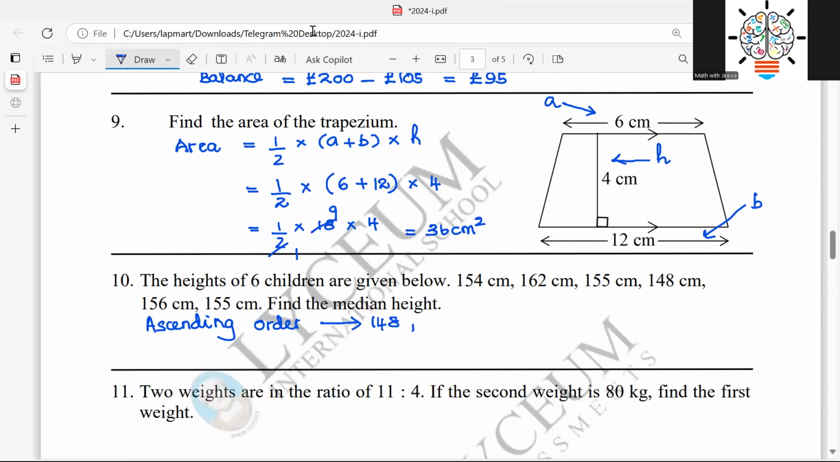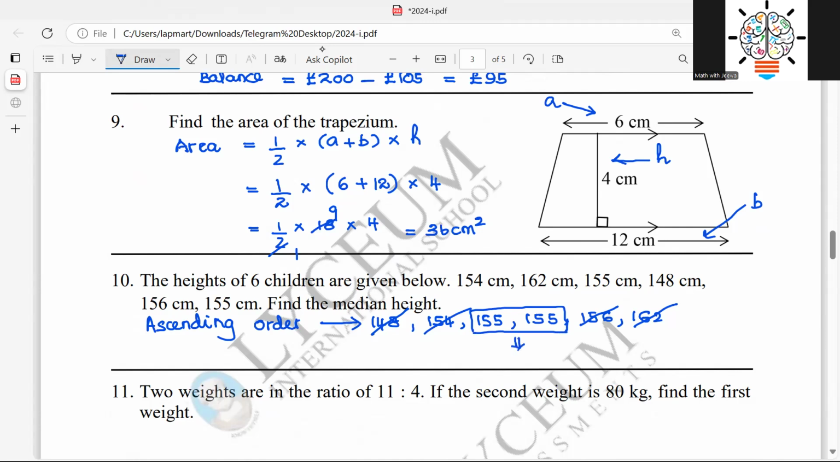148. Then 154, 155, 155, 156, and 162, right? So then 1, 2, 3, 4, 5, 6. Yes. So these are the two middle figures. When you have two middle figures, what do we do?